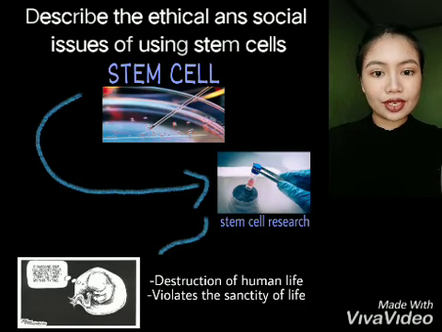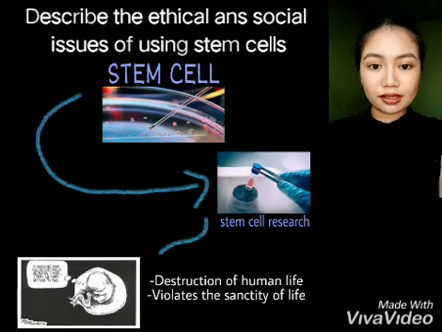The controversial issue is that stem cell therapy can result in the destruction of human life for research purposes, or abortion. They believe that this profits from and violates the sanctity of life, which is concerned with the rights and the status of the embryo as an early-age human.